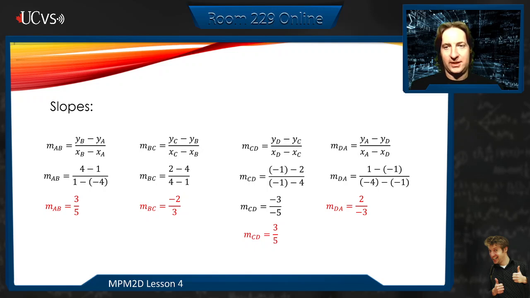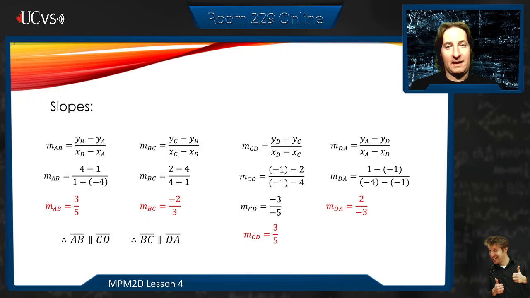And what do we notice? We notice that the slope of AB and CD are the same. Also BC and DA. So what that tells us is that AB and CD are parallel, as well as BC and DA are parallel. Okay, so we know we have 2 pairs of parallel sides.